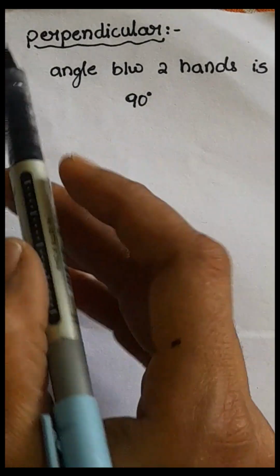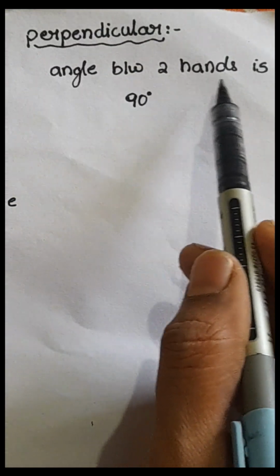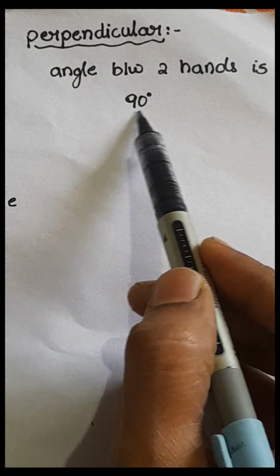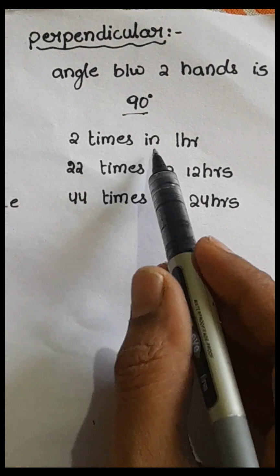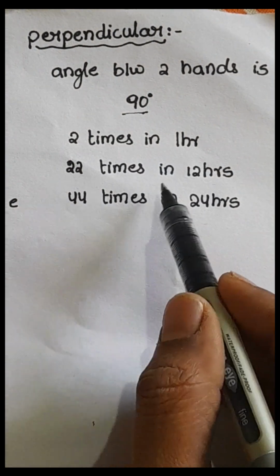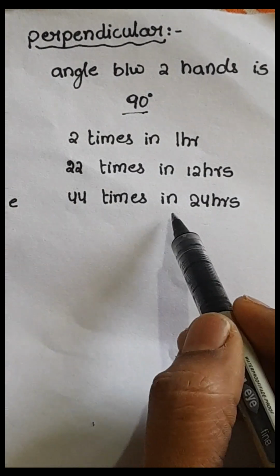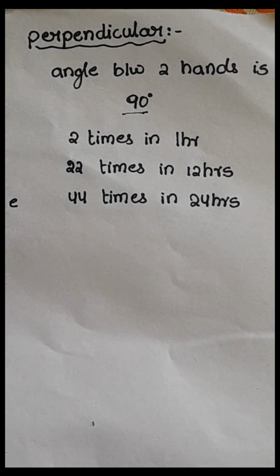The third condition is perpendicular. Otherwise, the angle between the two hands is 90 degrees. This condition comes 2 times in an hour and 22 times in 12 hours and 44 times in 24 hours.